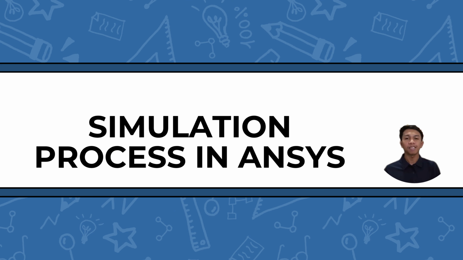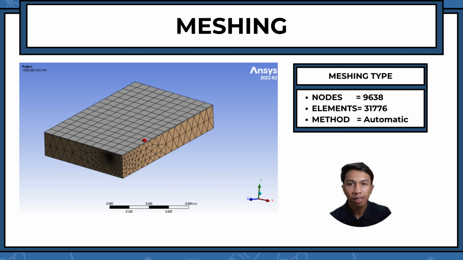My name is Ahmad Zikri bin Mazlan. I will present the simulation process in ANSYS. This is the mesh setup. I used the automatic method for the mesh. The elements number 31,776 and the nodes number 19,638.